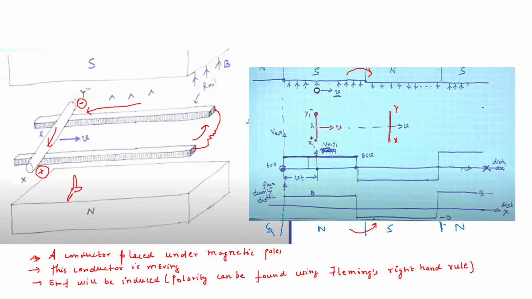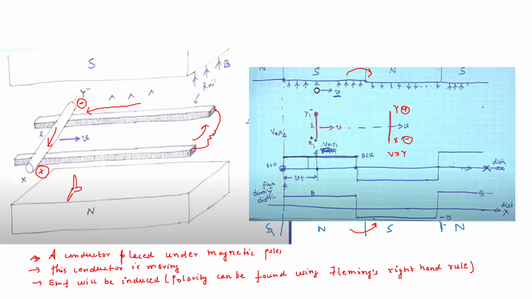Because of this, if you use Fleming's right hand rule, you will see that this y terminal will now become positive and x terminal will become negative. So if I write Vxy, it will be negative, because the x terminal is negative with respect to the y terminal. So this is negative and then it is positive. You can see the voltage is continuously changing like a square wave. First it is positive, then negative, then positive, like this.